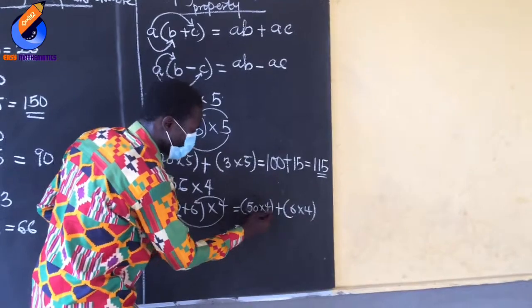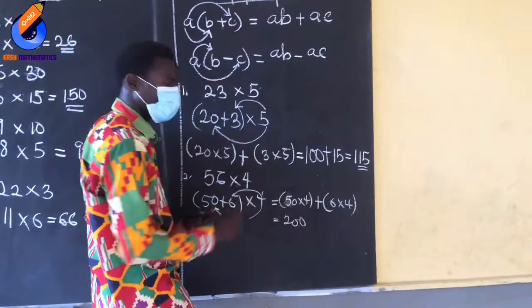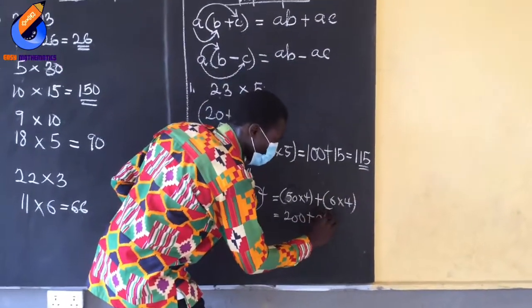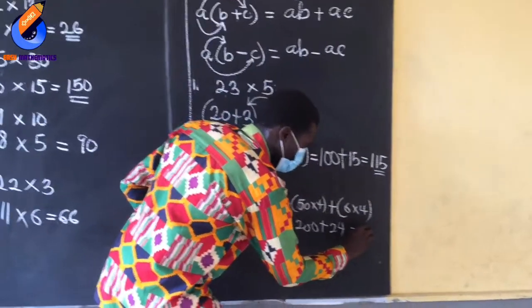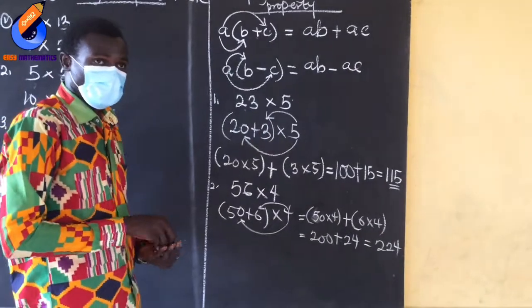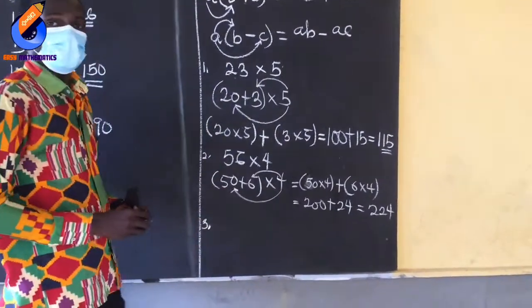50 times 4: 5 times 4 is 20, so we bring our 0. So 50 times 4 gives us 200. Plus 6 times 4 is 24. Then we have 200 plus 24, giving us 224. Let's look at the last example under this.